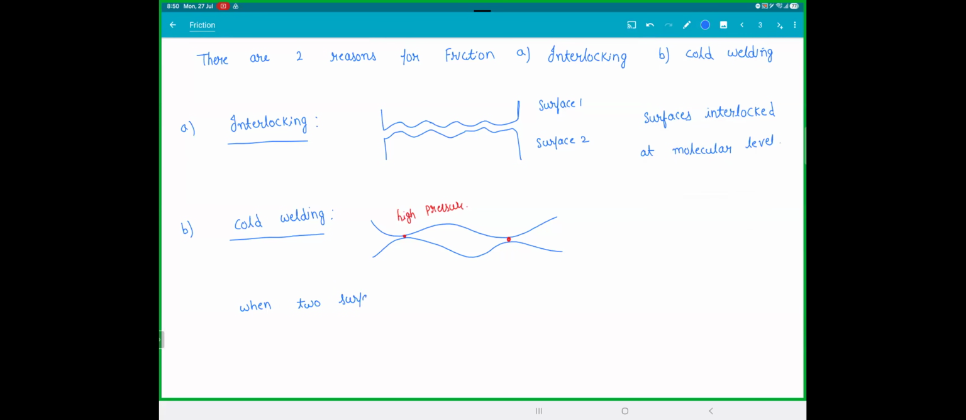So this puts a lot of pressure on these surfaces. And due to such a high pressure, these two molecules start forming a covalent bond. They start forming van der Waals forces and all that stuff. I'll not get into it, but roughly 1 in 10,000 points are in contact. So literally all the surfaces are not touching with each other. And this leads to high pressure. You're putting all your weight on few points.